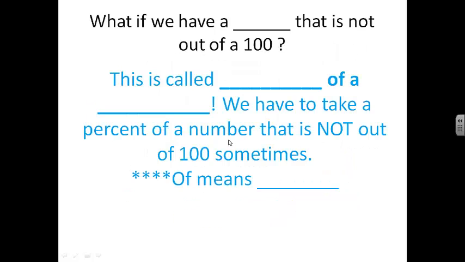This goes into, what if we had not a square 100 model? What if we didn't have a 10 by 10 model and the area was 100? So if we did not have a percent or a decimal that was out of 100, this is called percent of a number. We have to take a percent of a number that is not out of 100 sometimes. So it's not out of a 10 by 10 square.